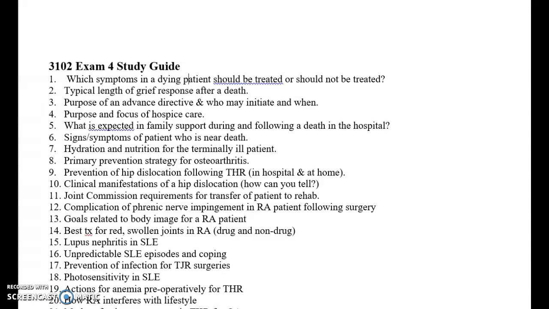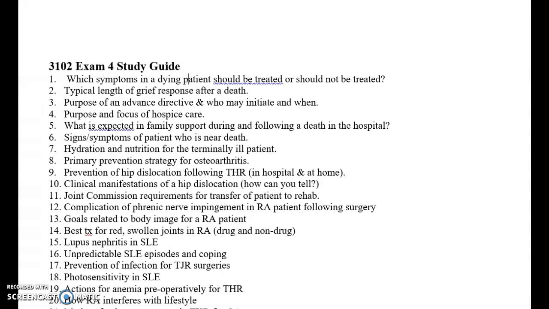There is no typical length that is agreed upon in terms of a grief response after someone dies. So just normalizing that for people and making them understand that your experience of grief may be very different from another person's is very important.